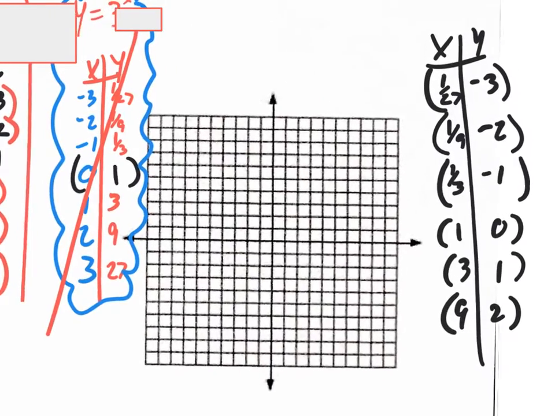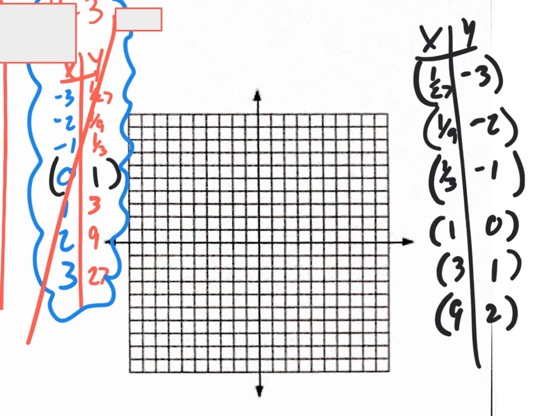And it does get a little weird since we're so used to graphing exponential growth and decay functions. Check it out. Let's go with an easy one, 9, 2. So let's all go 9 on the x, 2 on the y. There it is. Let's go to the next one, 3, 1. So we're going to go 3 on the x, 1 on the y. There it is. Let's go to the next one, 1, 0. 1 on the x, 0 on the y.